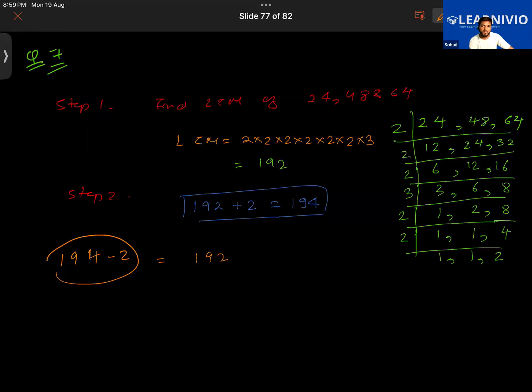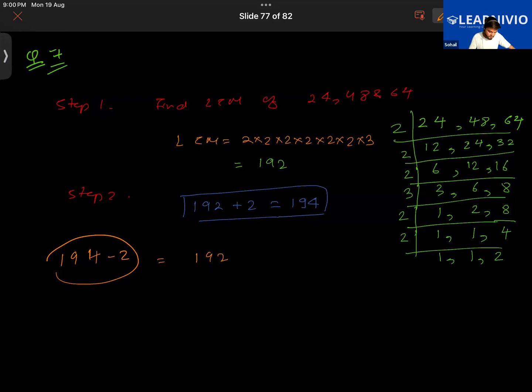Okay, what if I were to subtract 2 from 192? It will be 190. But we know that 190, will it be divisible then? No. That's why we have added 2 to the number 192, so that we got 194. So when we subtract 2 from 194, then we get the number 192, which is divisible by all three of them. So hope that is clear.